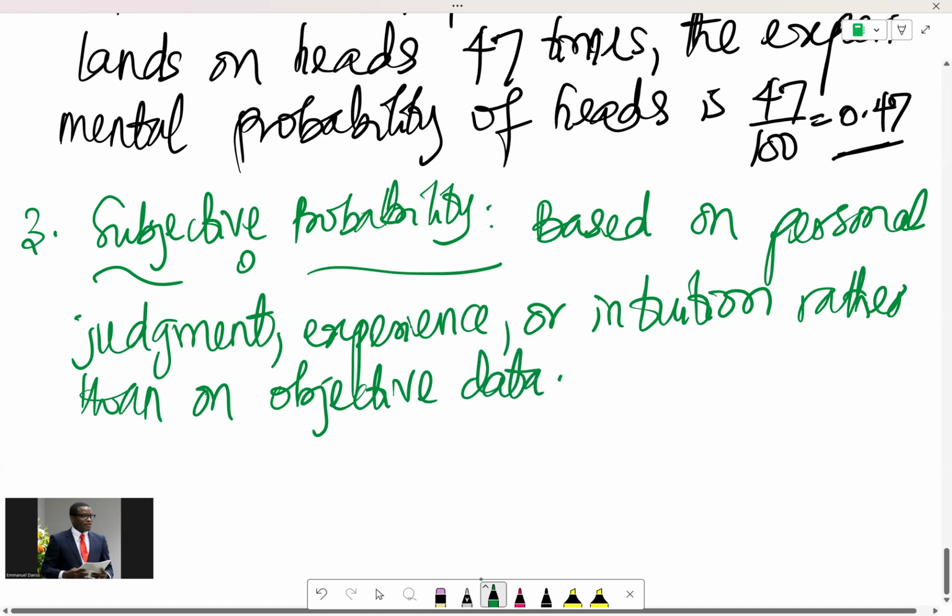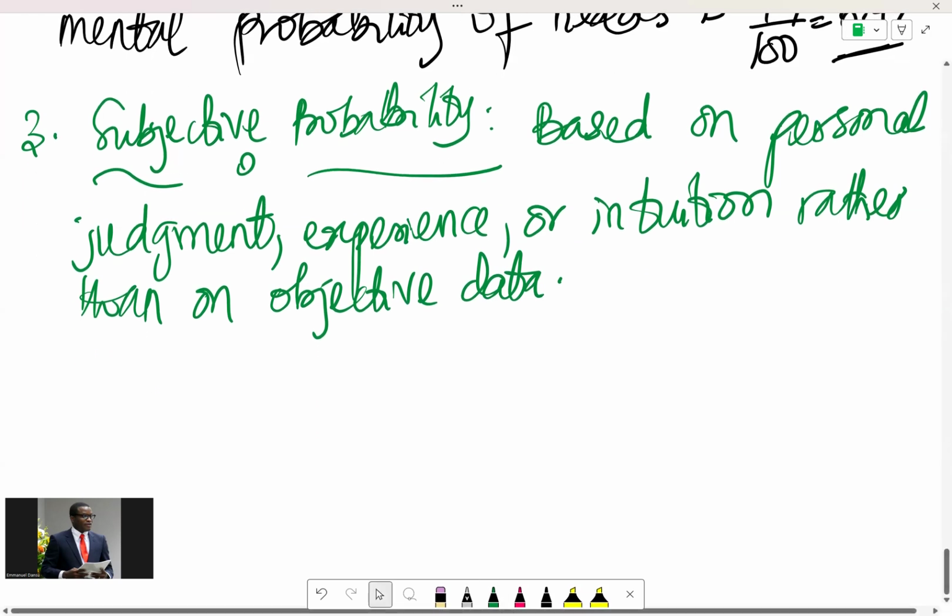So both theoretical and experimental probability are based on data, you know. The only thing is that the contexts are different. Theory is fixed, while experiment is dependent on whatever determines how many times head shows up. It may be your location, or any other factor. But for subjective probability, you just pick something out of your own experience and use that as probability, which can actually give us a context. So it is based on personal judgment, experience, or intuition rather than objective data, that is what subjective probability is about.